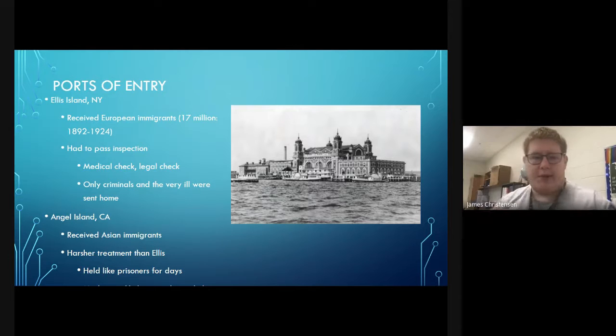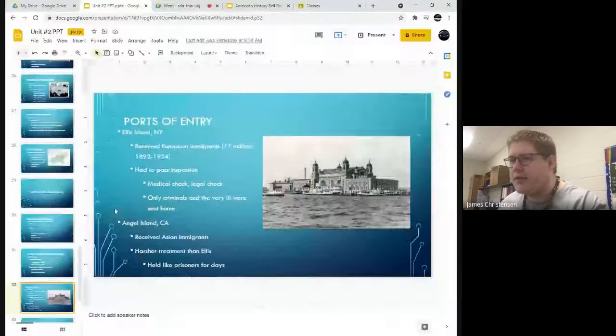So points upon their entry, and I'm going to fix that slide real quick so you guys can see that information at the bottom.